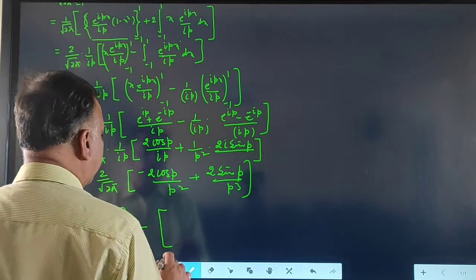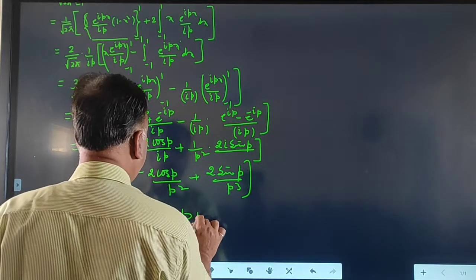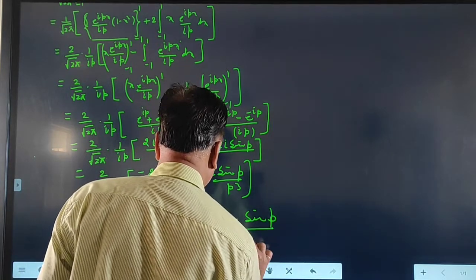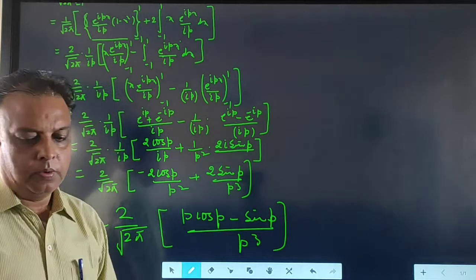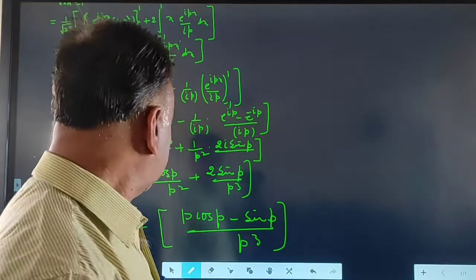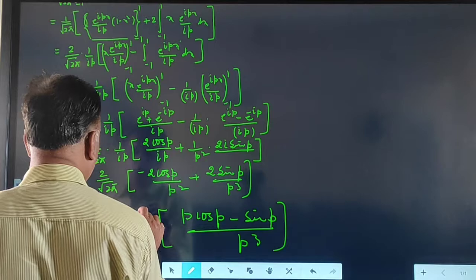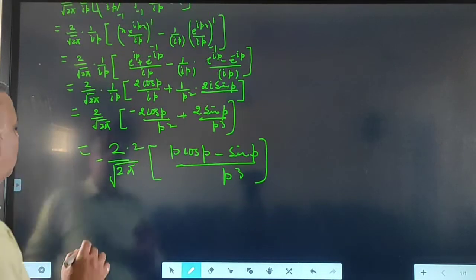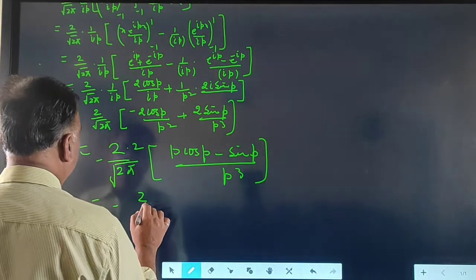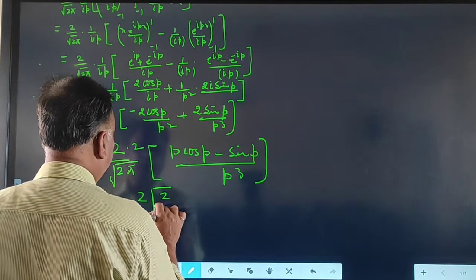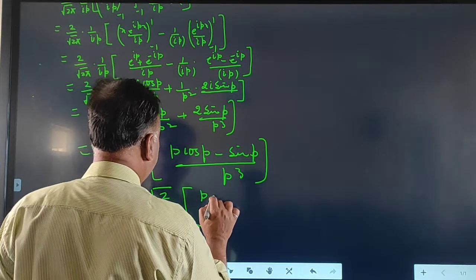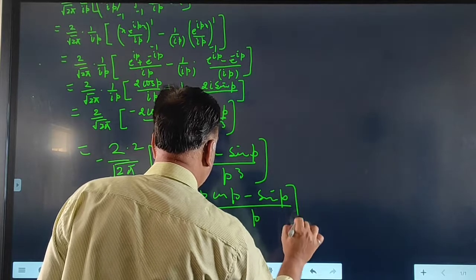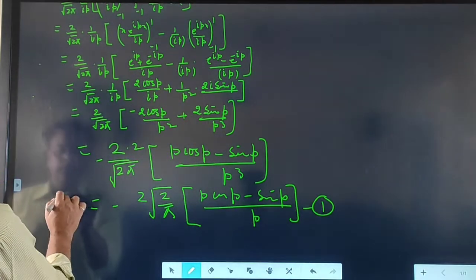into minus, taken outside this one, p cos p minus sin p upon p cube, into 2. So this is equal to minus 2 under root 2 upon pi into p cos p minus sin p upon p cube. This is f.